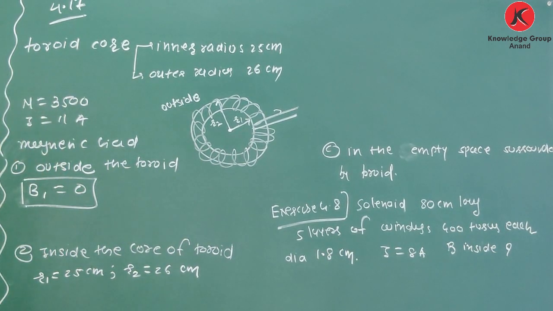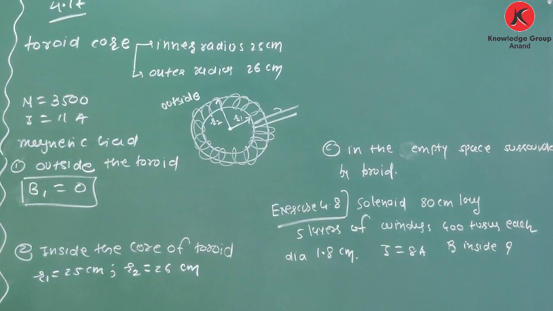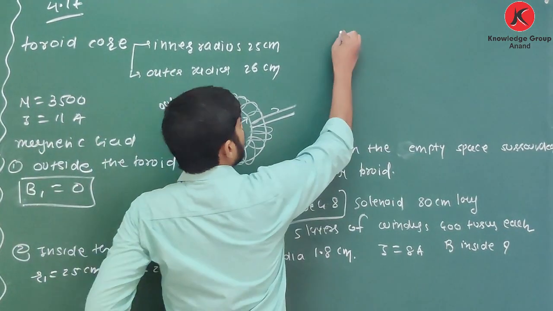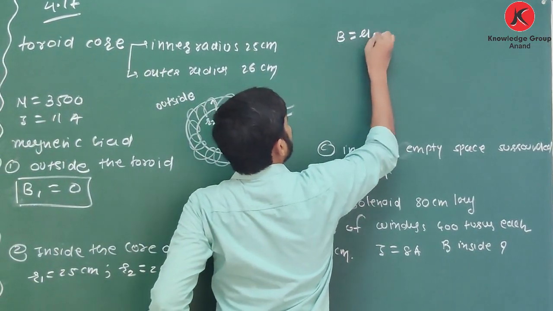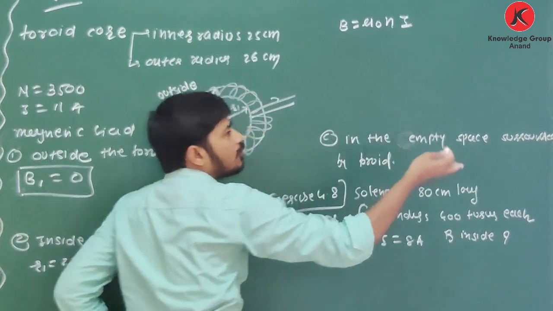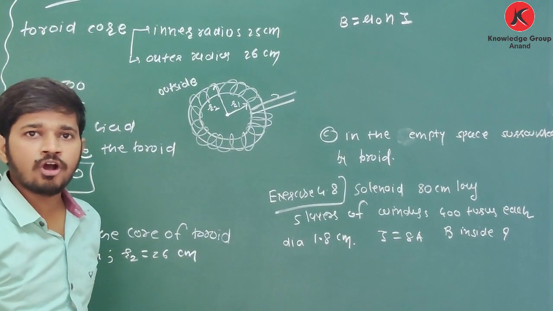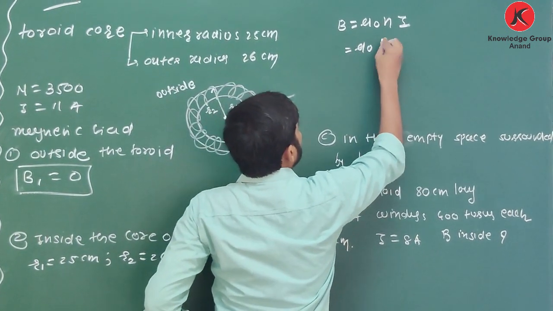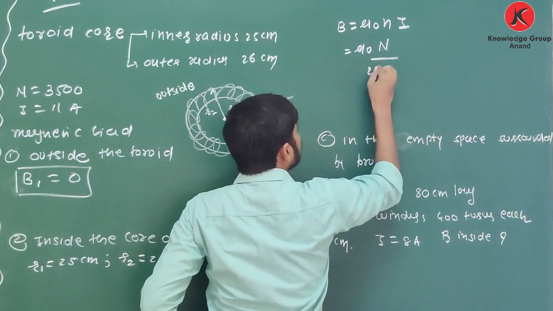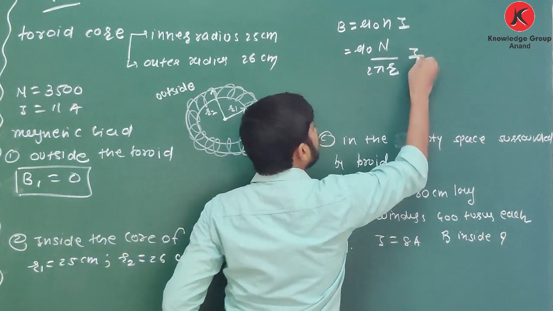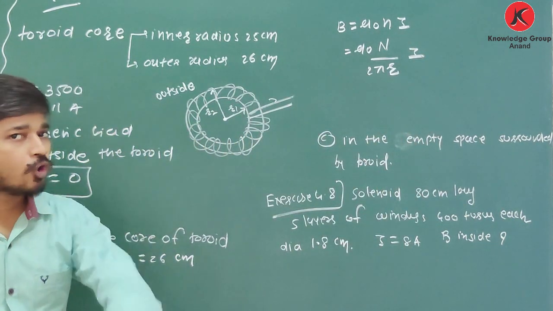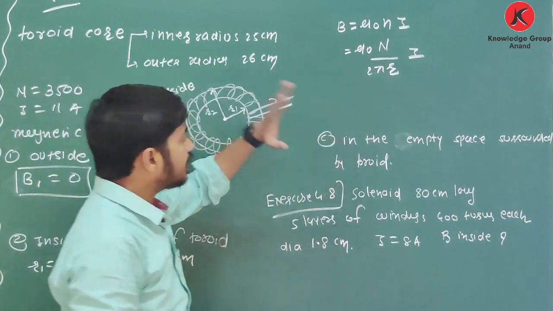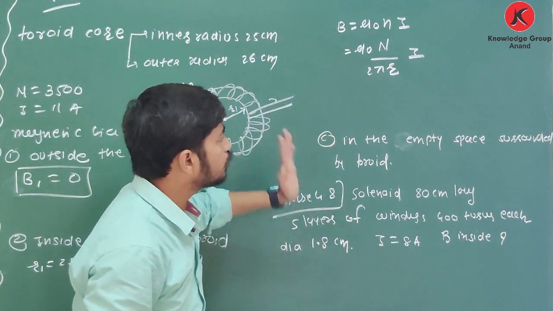What is the equation of magnetic field? I will write here: B is equal to mu 0 n i. What is the value of n in the case of a toroid? B is equal to mu 0 times total number of turns divided by 2 pi r, into I. Mu 0 is 4 pi into 10 raised to minus 7. N is given, I is given, 2 you know, pi you know.